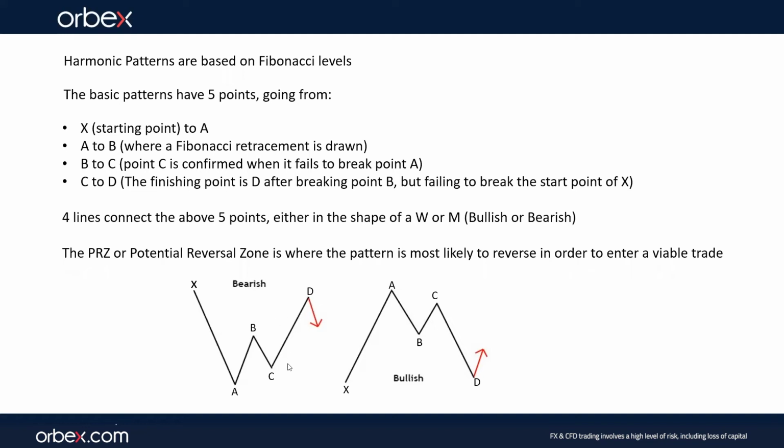Because the final leg is going higher, it's a bearish scenario because once this has been reached, we're going downwards, and bullish on the M. So once the D has been reached, we are looking to go higher.